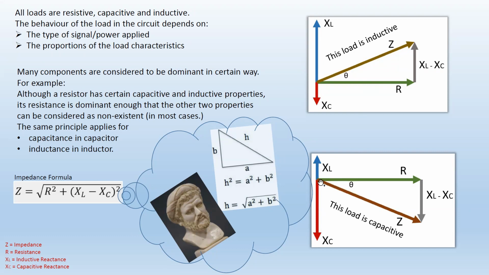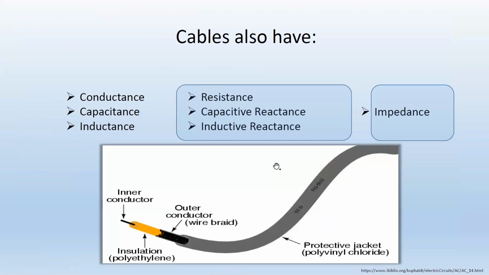How can we calculate the impedance? Well, Pythagorean theorem, okay? That's the simplest way. You can also use trigonometry if you want, right? So Z stands for impedance, R for resistance, XL for the inductive reactance, XC for the capacitive reactance.